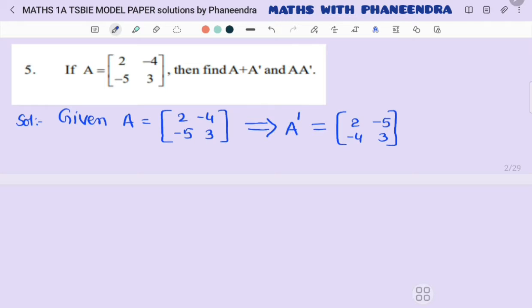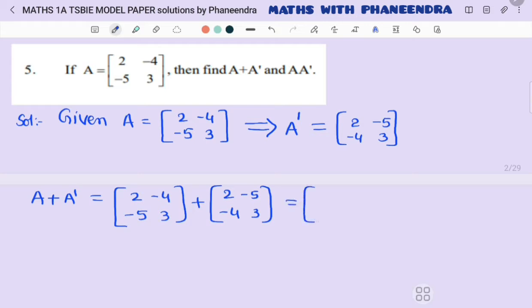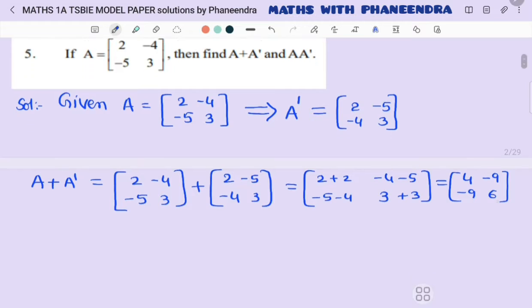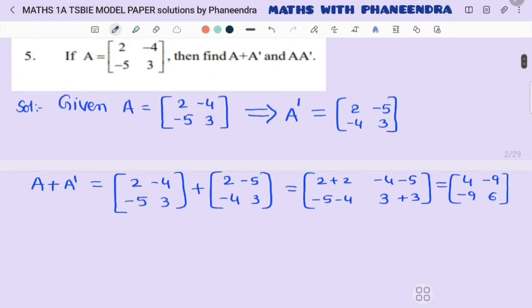After that, the sum of these matrices, A plus A dash, is equal to [2, -4; -5, 3] plus [2, -5; -4, 3], which is equal to [2+2, -4-5; -5-4, 3+3], that is equal to [4, -9; -9, 6]. This is about A plus A dash.